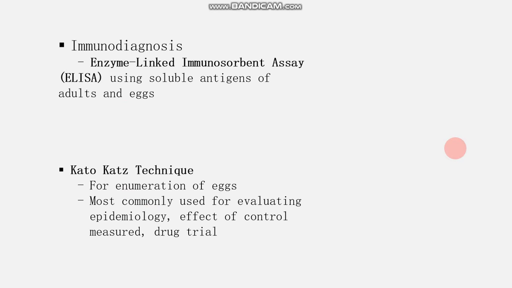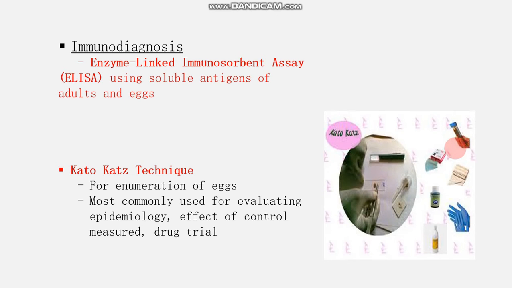Next, we have the immunodiagnosis, which includes the enzyme-linked immunosorbent assay, or ELISA, using soluble antigens in adults and eggs. Next, we have the Kato-Katz technique for enumeration of eggs, most commonly used for evaluating epidemiology and the effect of control measures and drug trials.